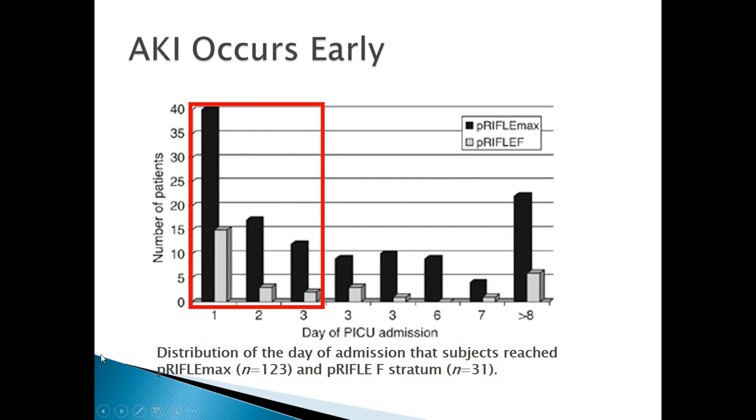So again, the patient is coming in, you're assessing the patient at intake, you're taking a history and all that, and you have to be assessing some of these things to try to gauge whether or not some of these patients are going to be at risk for acute kidney injury. Because again, P-RIFLE max, acute kidney injury is going to happen early.